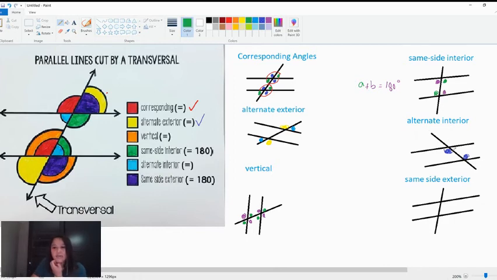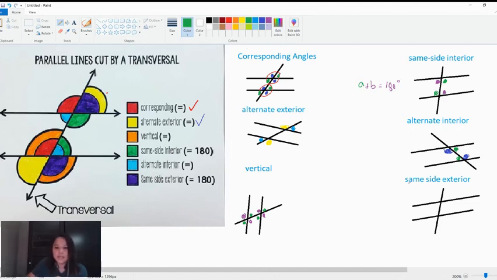Another alternating interior, and there's still two sets of those. This is an angle that is interior and it alternates on this side. So this is also alternating interior angles. That's why their colors are the same and they are congruent. Then we have something called same side exterior. Same side exterior are not going to be congruent. They're actually going to be equal to 180 degrees.